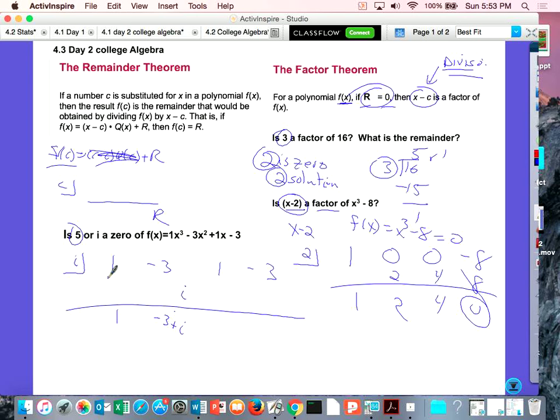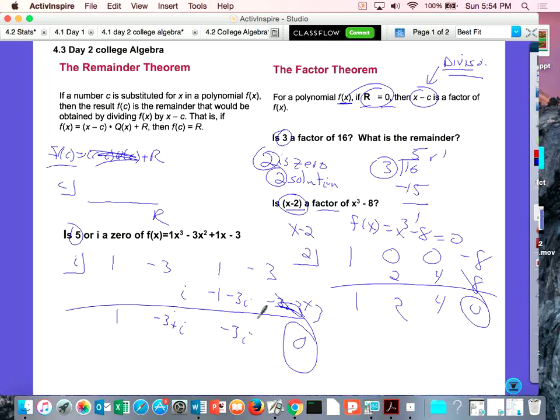Now we have to take this times both of these, so that'd be negative 3i. And i times i is i squared, and we can change that in our head and make that negative 1. Now we add these two together and you get negative 3i. And we multiply i times negative 3i, and that would be negative 3i squared, which is equivalent to positive 3. Negative 3 and positive 3, 0. So kind of weird, i is a 0 of that function.